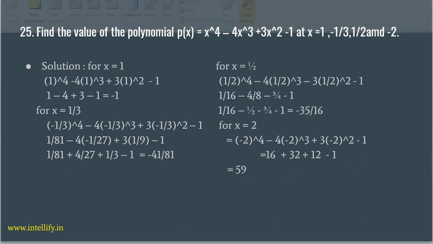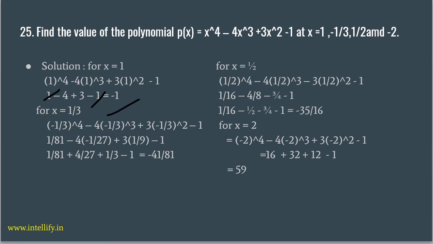So this is the first question we have. We have to find the value of the polynomial given here at different values of x, that is 1, minus 1 by 3, 1 by 2 and minus 2. So for x is equal to 1, putting the value, 1 to the power 4 minus 4 into 1 cube plus 3 into 1 square minus 1, which will give us 1 minus 4 plus 3 minus 1. Here minus 1 and 1 will get cancelled, and minus 4 plus 3 will give us minus 1.